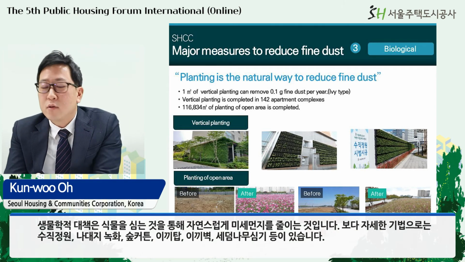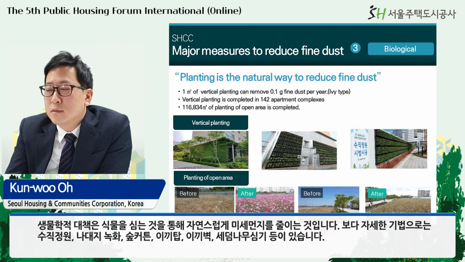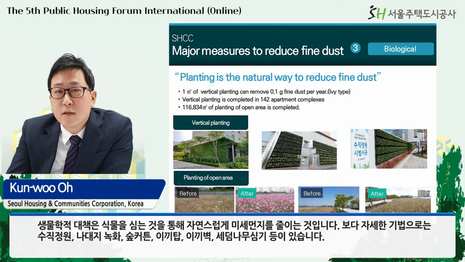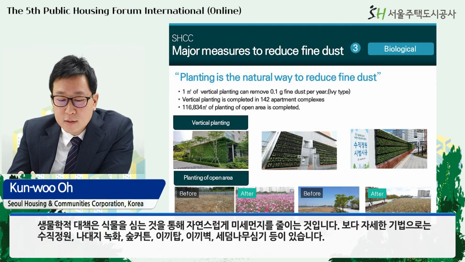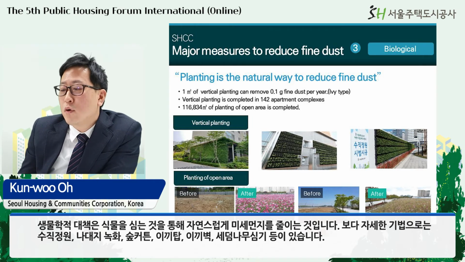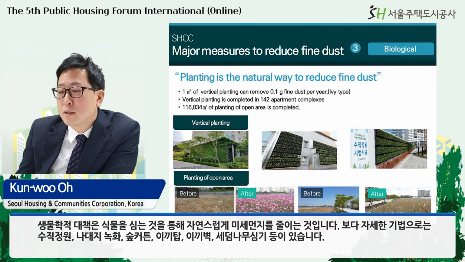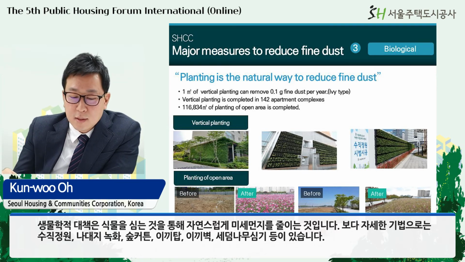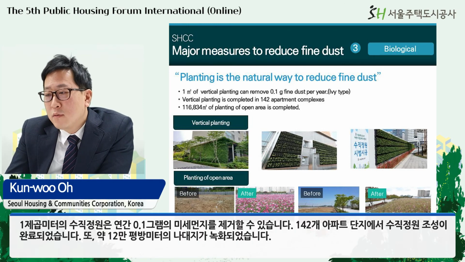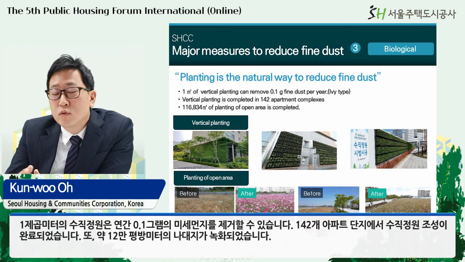The biological measure is to naturally reduce fine dust through planting. Detailed planting methods include vertical planting, planting of open area, forest curtain, moss tower, moss wall, sedum tree, etc. One square meter of vertical planting can remove 0.1 gram of fine dust per year. Vertical planting is completed in 142 apartment complexes.